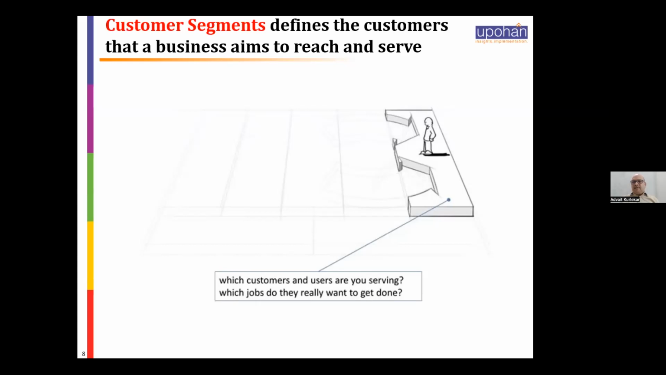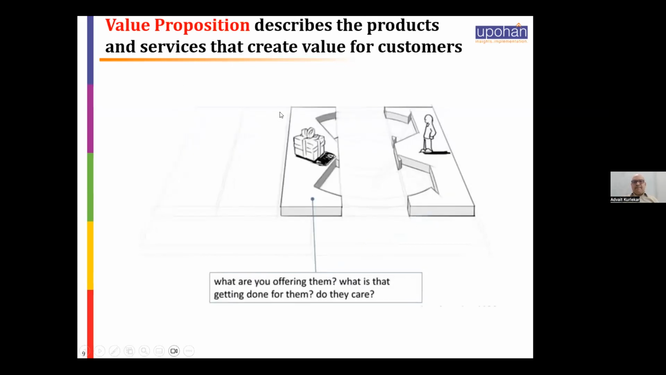So segmentation works only if you believe that there is a different value proposition to different segments that you have in your mind. So that's the first part of any business model canvas kind of thing. And that's what I was coming to: the value proposition has to be different for different sets of customers. And what is this customer value proposition?